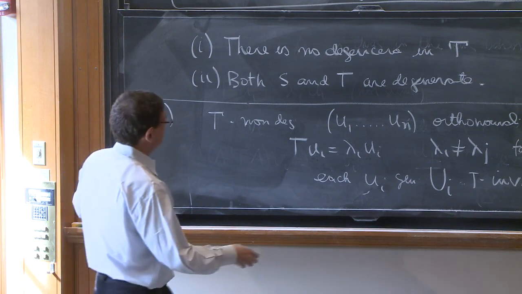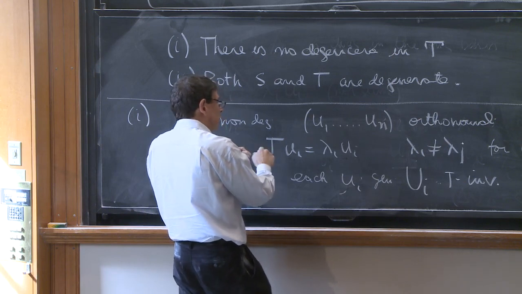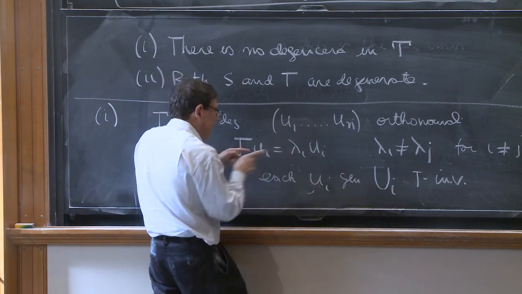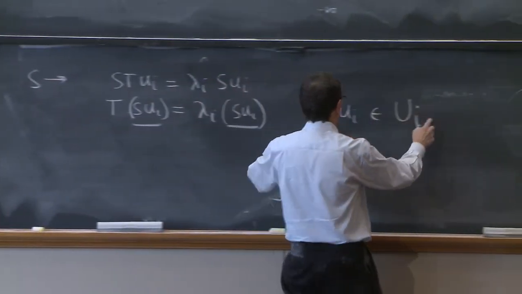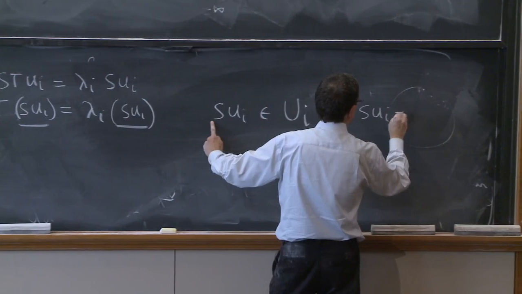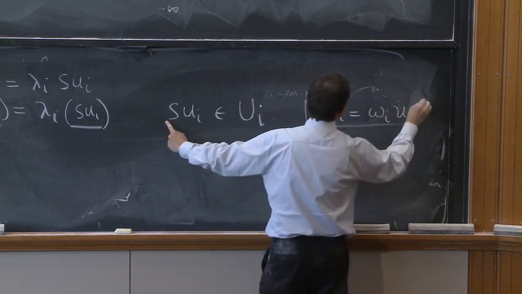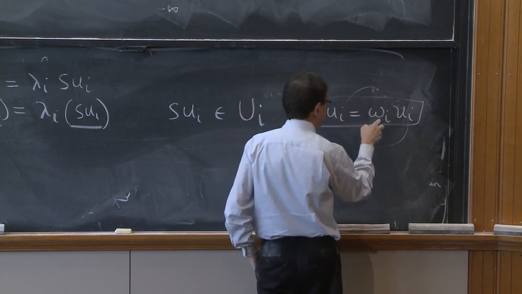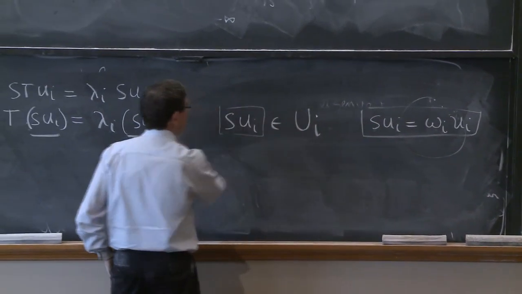So the vectors that are in U_i are precisely all those vectors that are left invariant by the action of T. They're scaled only. So this vector is also in U_i. If this vector is in U_i, then S u_i must be some number, w_i, times u_i. And therefore, you've shown that u_i is also an eigenvector of S, possibly with a different eigenvalue, of course, because the only thing that you know is that S u_i is in the space. You don't know how big it is.